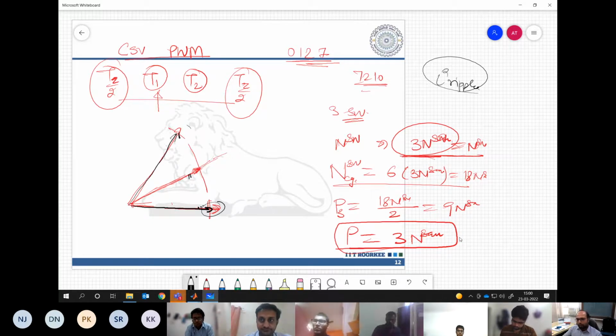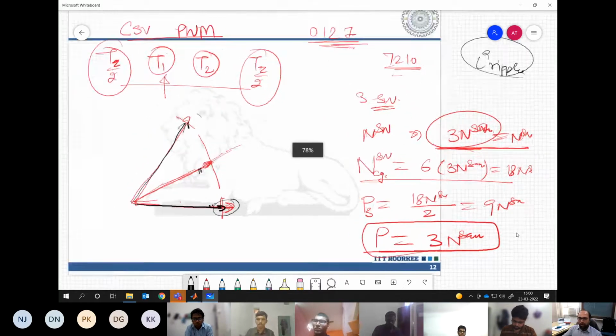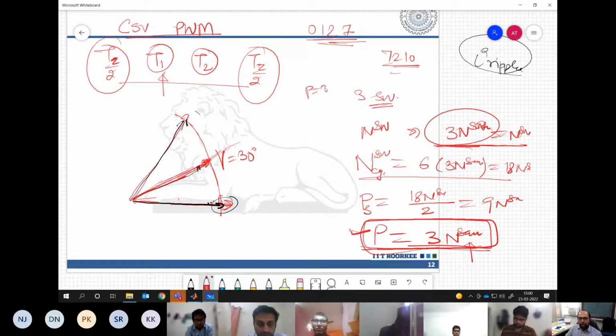As of now, to have a good quality waveform, we should have the samples distributed properly in the sector. By distribution, I mean you definitely keep a sample in the middle of the sector, that means at gamma equals 30 degrees. And the number of samples is related to the pulse number in this manner. If we are talking about pulse number 3, then we have only one sample, which can be located at the middle of the sector.